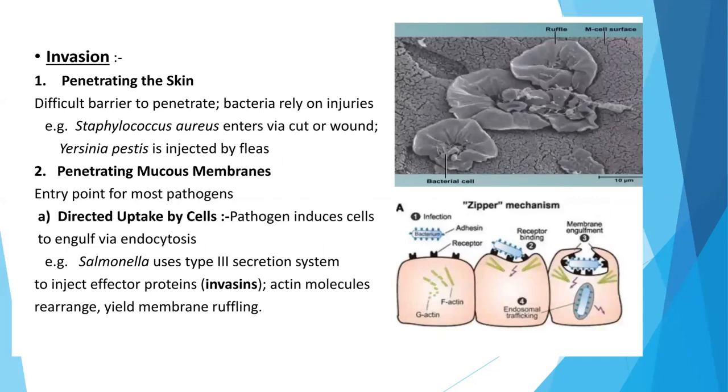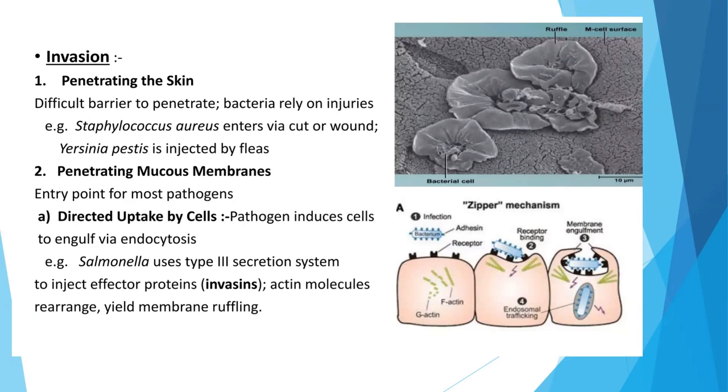So invasion can be through penetrating the skin, a difficult barrier to penetrate. Bacteria rely on injuries. For example, Staphylococcus aureus enters via a cut or wound, and Yersinia pestis is injected via fleas. It can be through penetrating mucous membrane, which is the entry point for most pathogens. It can be through direct uptake by cell. So the pathogen induces the cells to engulf it via endocytosis.